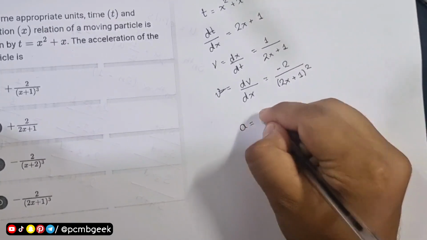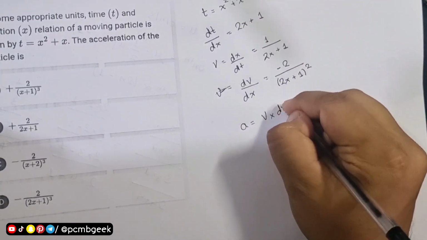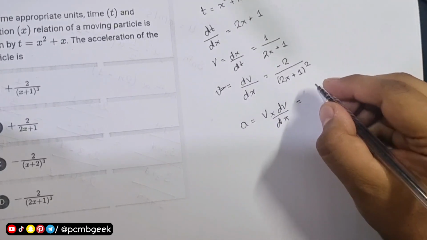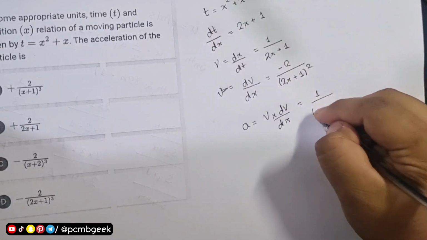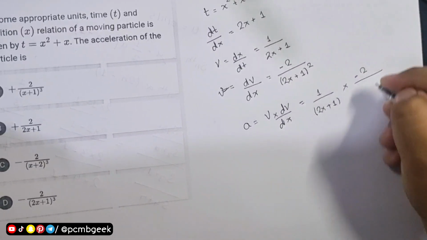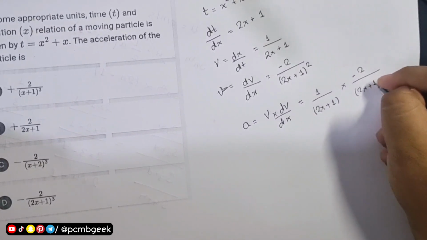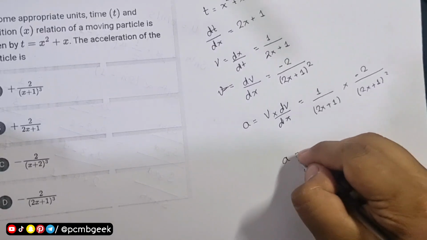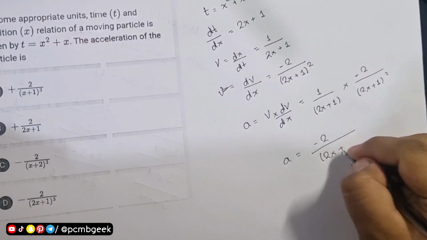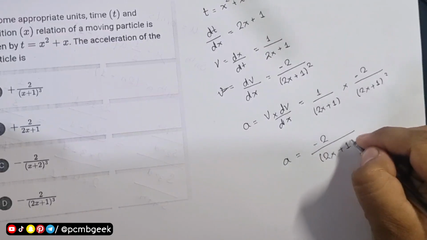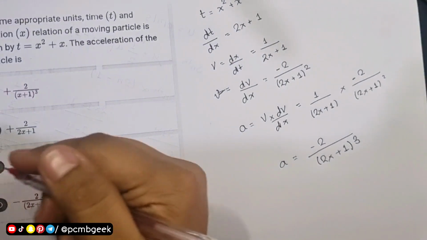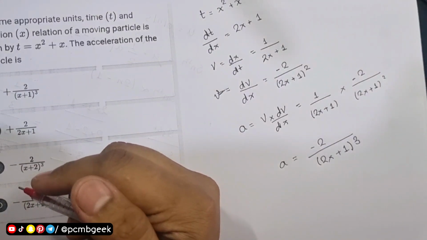That's a equals v multiplied by dv by dx, which equals 1 upon 2x plus 1 multiplied by minus 2 upon 2x plus 1 raised to power 2. From this we get acceleration is negative of 2 divided by 2 multiplied by x plus 1 raised to power 3, which is our option number D.